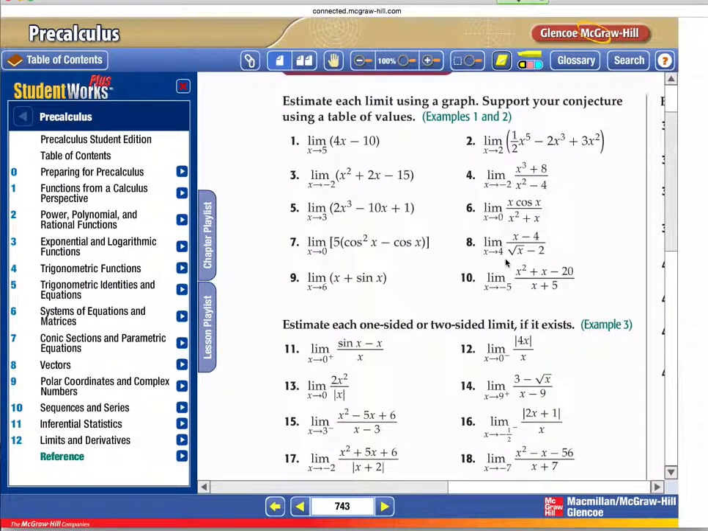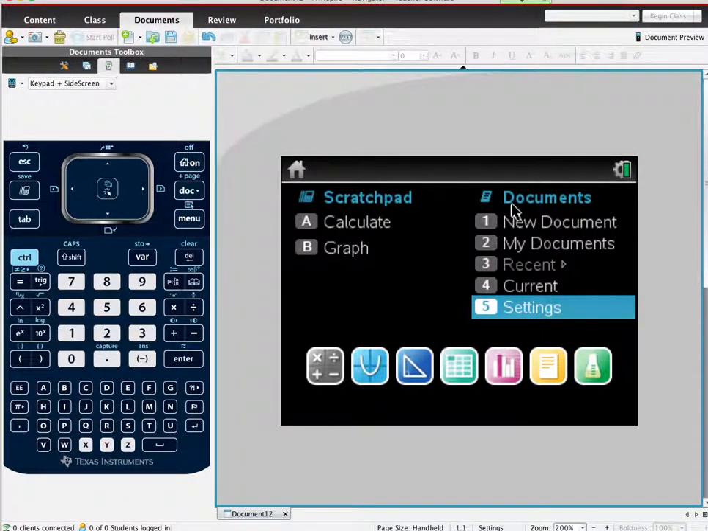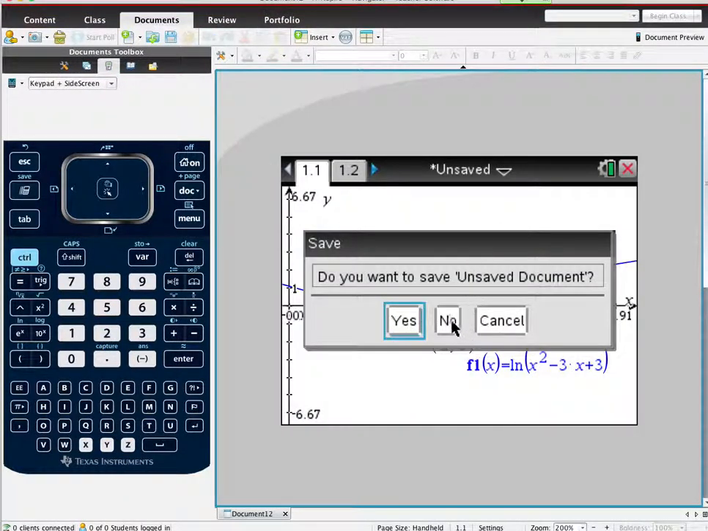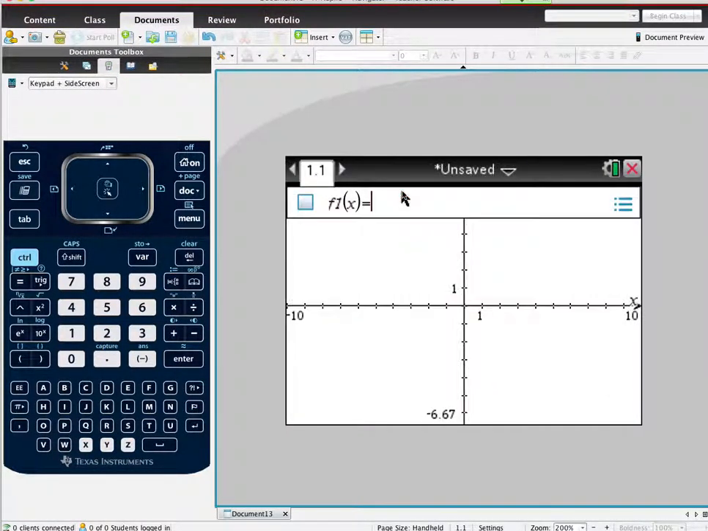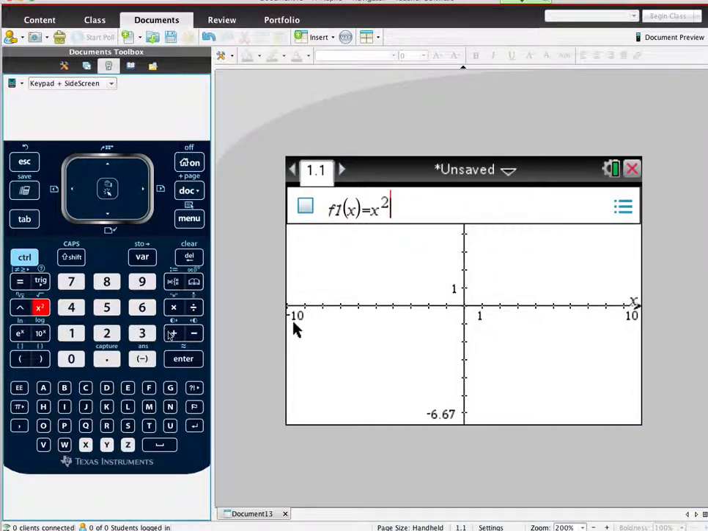So the first thing I want to do is graph that function, which is x squared plus 2x minus 15. So I'm going to do a new document. I'm not going to save it if it asks me. I'm going to do a graph. So it was x squared plus 2x minus 15.